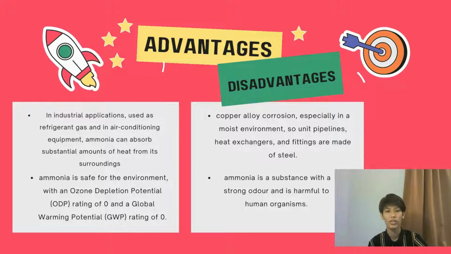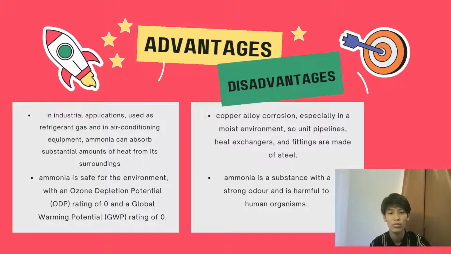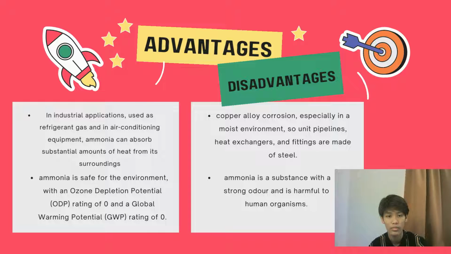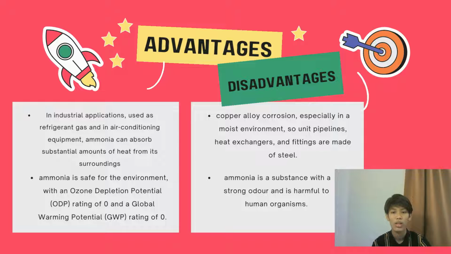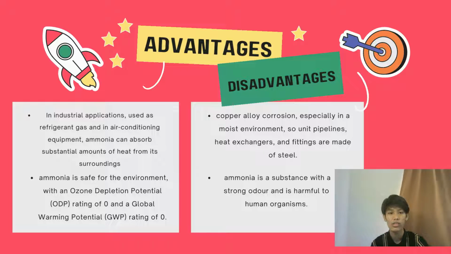Advantages of ammonia production in industrial application: it is used as a refrigerant gas and in air conditioning equipment. Ammonia can absorb a substantial amount of heat from its surroundings. Next, ammonia is safe for the environment, with an ozone depletion potential (ODP) rating of 0 and a global warming potential (GWP) rating of 0.